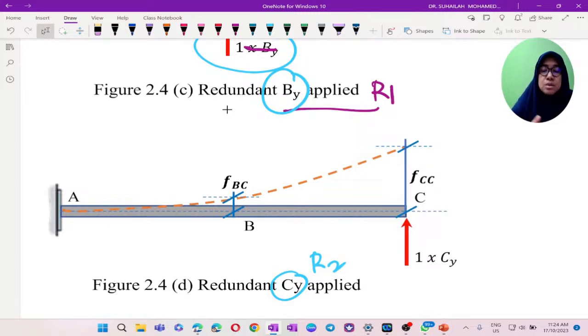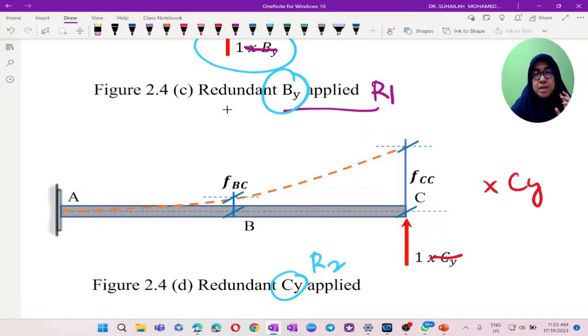So due to a unit value of CY, it is 1 times CY equal to CY. But don't forget, CY represents the whole, meaning the displacement also we have to multiply by CY, and the reaction at the support also. So due to a unit value at position B, in the redundant diagram, we label deflection as F.